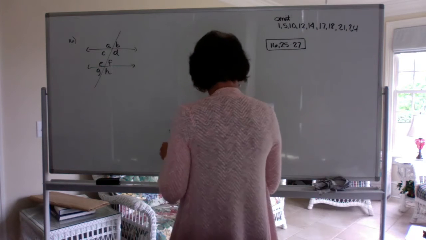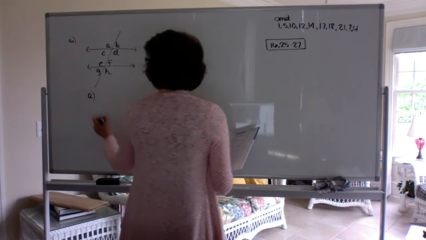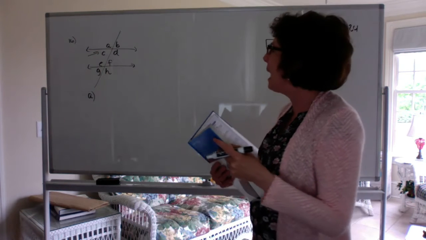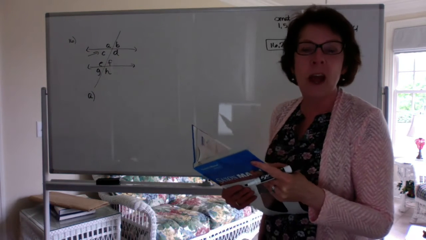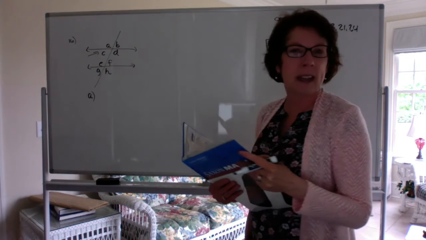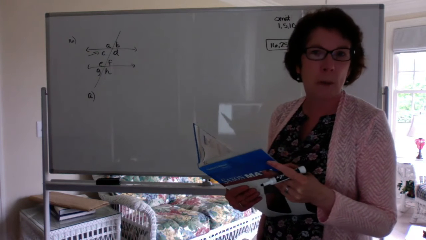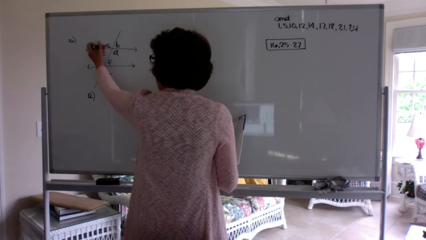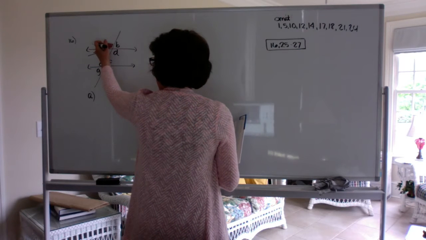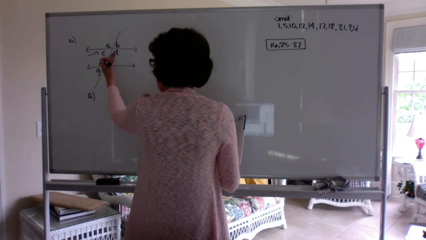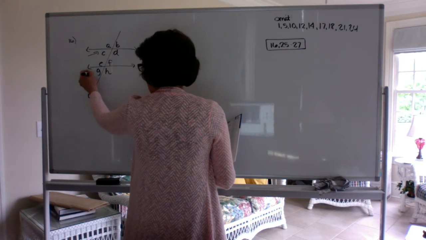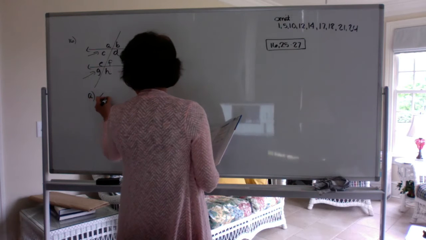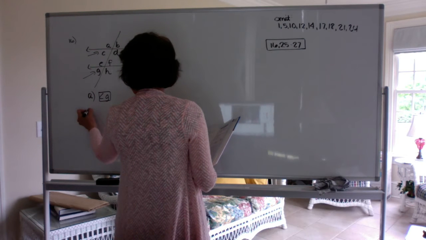Now, letter A. What angle corresponds to angle C? Corresponds means it's going to be an angle in the bottom group of 4 angles that's on the same side and in the same location relative to the parallel line below. So C is to the left of the transversal, and it's below the parallel line. So my corresponding angle down below is going to be to the left of the transversal and below the parallel line, angle G. Angle G.